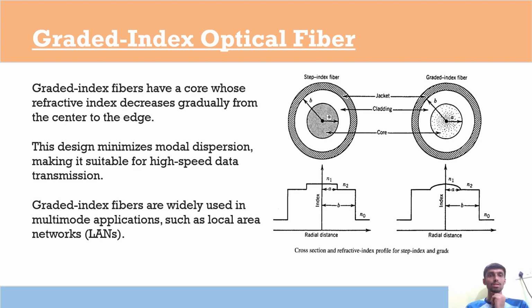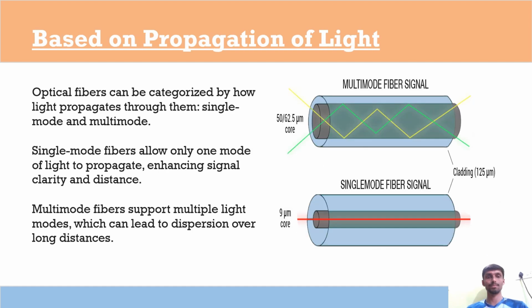And these are graded index optical fibers. Graded index optical fibers have a core whose refractive index decreases gradually from the center of the core. This design minimizes modal dispersion, making it suitable for high speed data transmission. Graded index fibers are widely used in multi-mode applications such as local area networks, LANs.